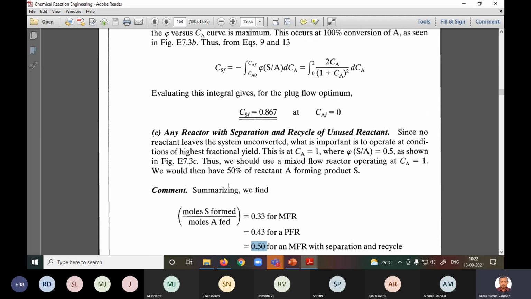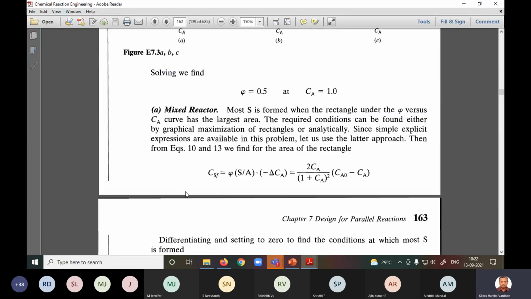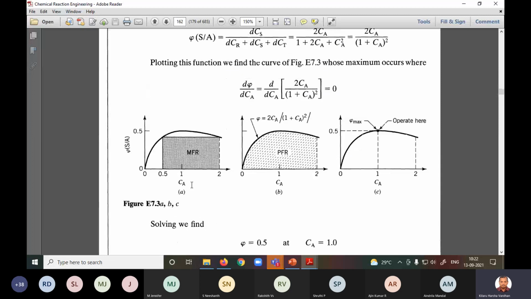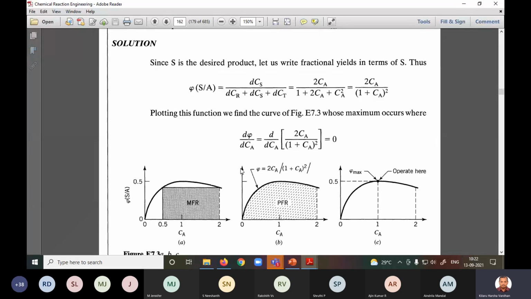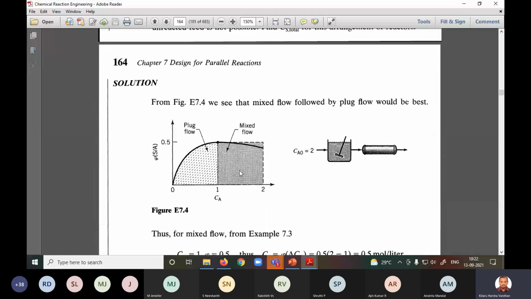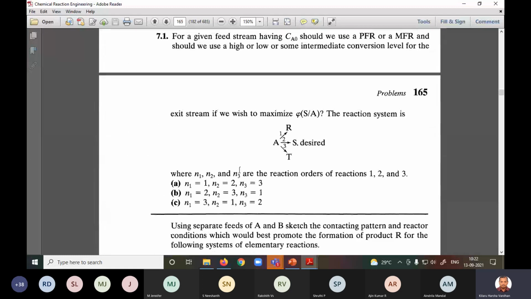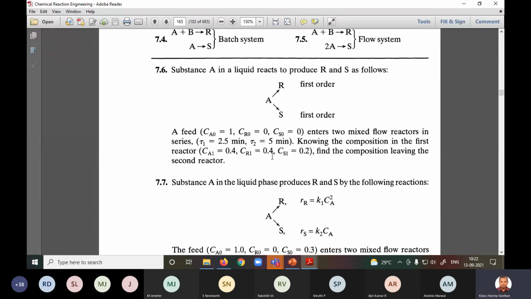So this problem is very important. Somehow you try to do it once more. Based on this, they'll give you a lot of problems in the exercise. Just I'll show you that. This is one more combination. You can see the exercise problem. You can see this problem. This is one more problem.